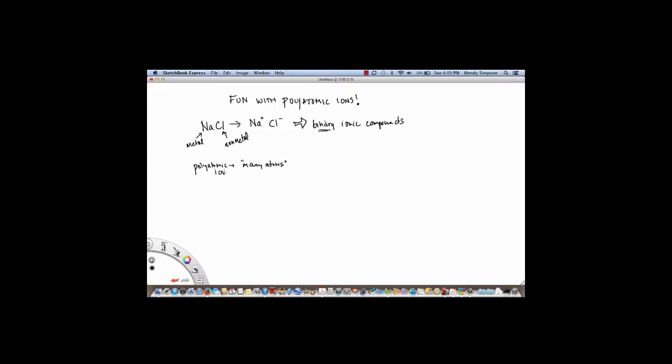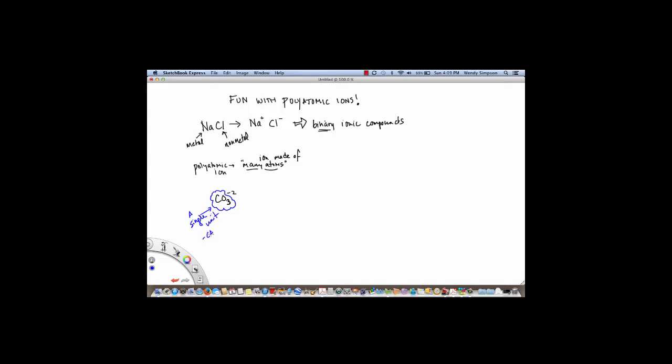So a polyatomic ion is an ion made of many atoms. An example of a polyatomic ion would be CO3 as its formula with a -2 charge. And what you need to keep in mind is that in a polyatomic ion, these atoms are bound together and act as a single unit. So this is a single unit, and the -2 charge applies to the entire unit.